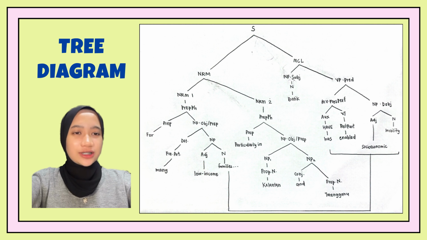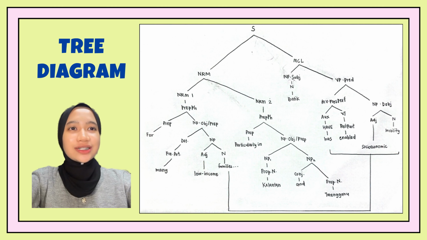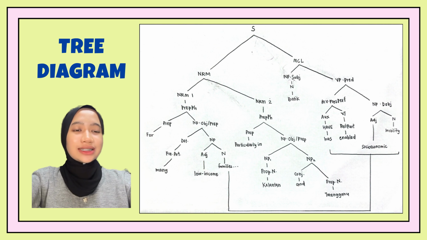Next, the second branch under NRM is NRM2, which represents the phrase particularly in Kelantan and Terengganu. This phrase is also a prepositional phrase. The preposition is particularly in, and the object of the preposition is Kelantan and Terengganu. Here, Kelantan and Terengganu are proper nouns and they are joined by the conjunction "and". This modifier provides additional information about location, but it does not affect the grammatical completeness of the sentence.